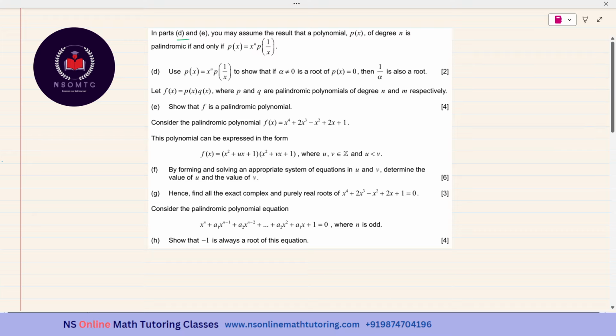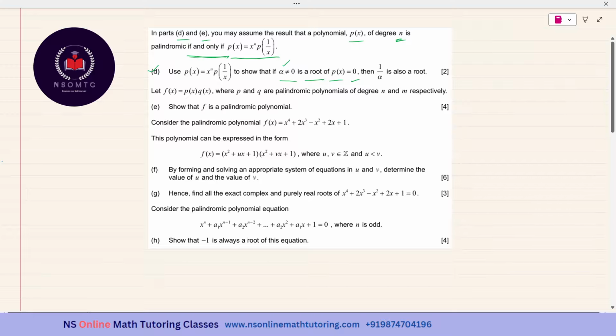Parts D and E: you may assume the result that a polynomial p of x of degree n is palindromic if and only if p of x equal to x to the power of n times p of 1 over x. Part D's question is: use p of x equal to x to the power of n times p of 1 over x to show that if alpha, which is not equal to 0, is a root of p of x equal to 0, then 1 over alpha is also a root.